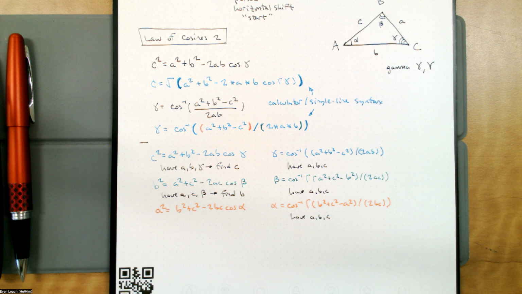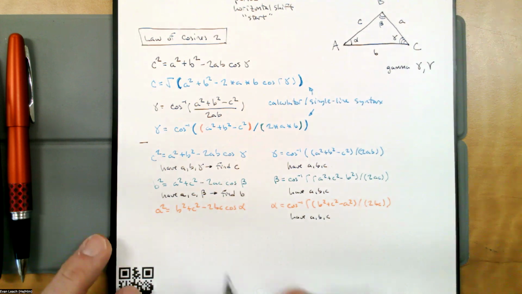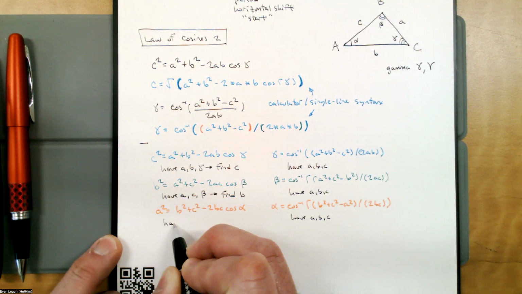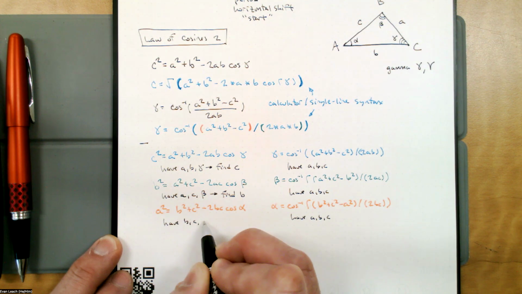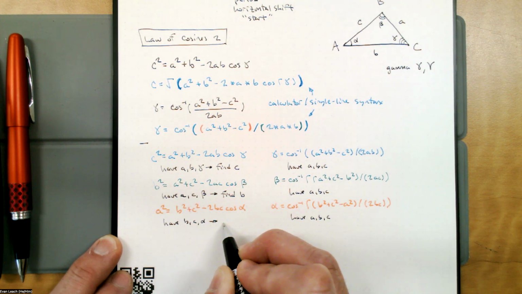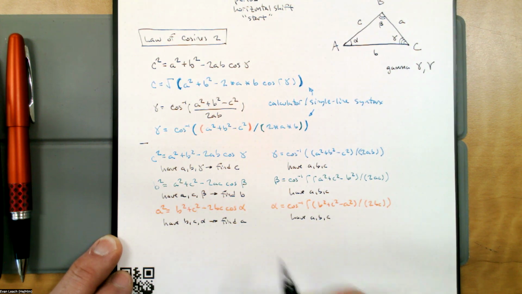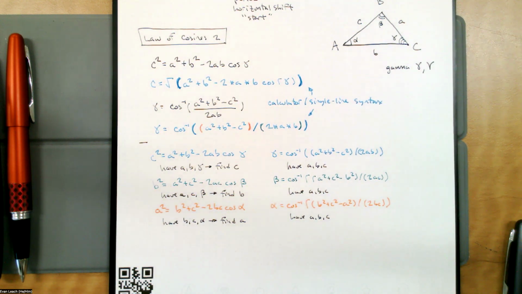And then finally, in the a squared version of the law of cosines, we have B, C, and alpha. Our only choice is to find A. In the side-side-side case, we can find whatever angle we want first. My recommendation: find the biggest angle first.